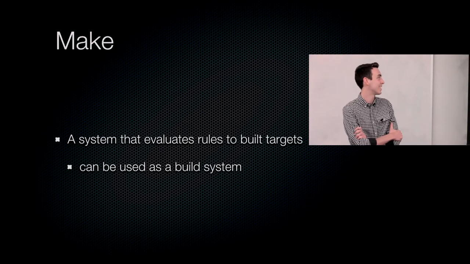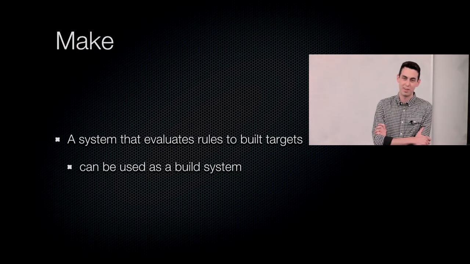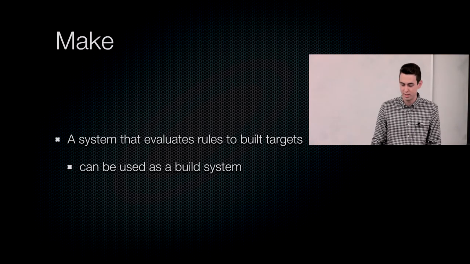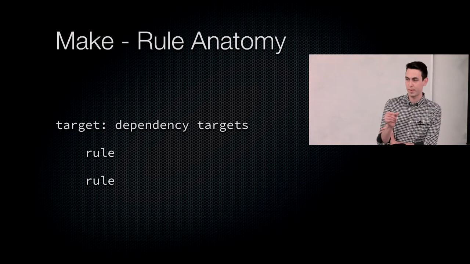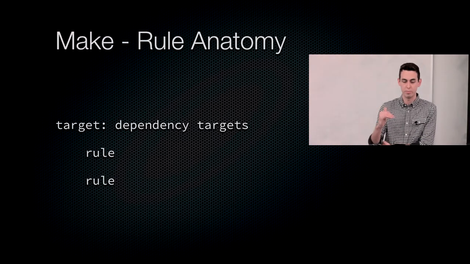Make is a system that evaluates a series of rules, these dependency rules, that just so happens to be usable as a build system. And if you don't get that joke, you will when you learn Make. All the rules in a Makefile have this form. There's a target, separated by a colon. There are other targets that are dependencies of that target, and then rules for how to rebuild that target.